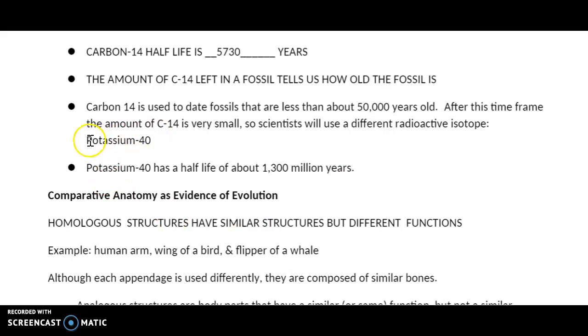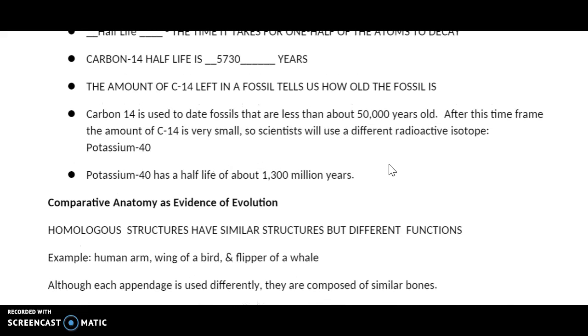And then at that point, potassium-40 can be used. Potassium-40 has a half-life of about 1,300 million years. Okay. So there's going to be a big gap. Well, was it 1,300 million years ago, or was it 2,600 million years ago? So there's just that one step of a half-life there, so there's going to be a big gap in accuracy.